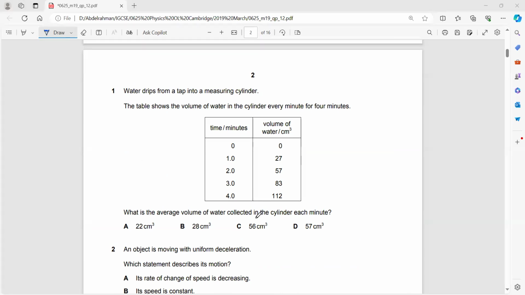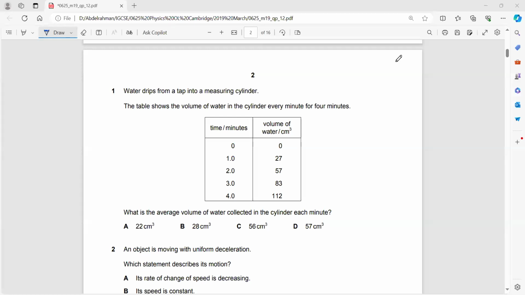How can I find the average volume of water collected in the cylinder each minute? For example, when we say the average speed, how do I calculate it? We always say the total distance over total time. That's the average speed. What about the average volume? Mister, there's no equation for the average volume. Well, we can find the average volume. How can we find it?